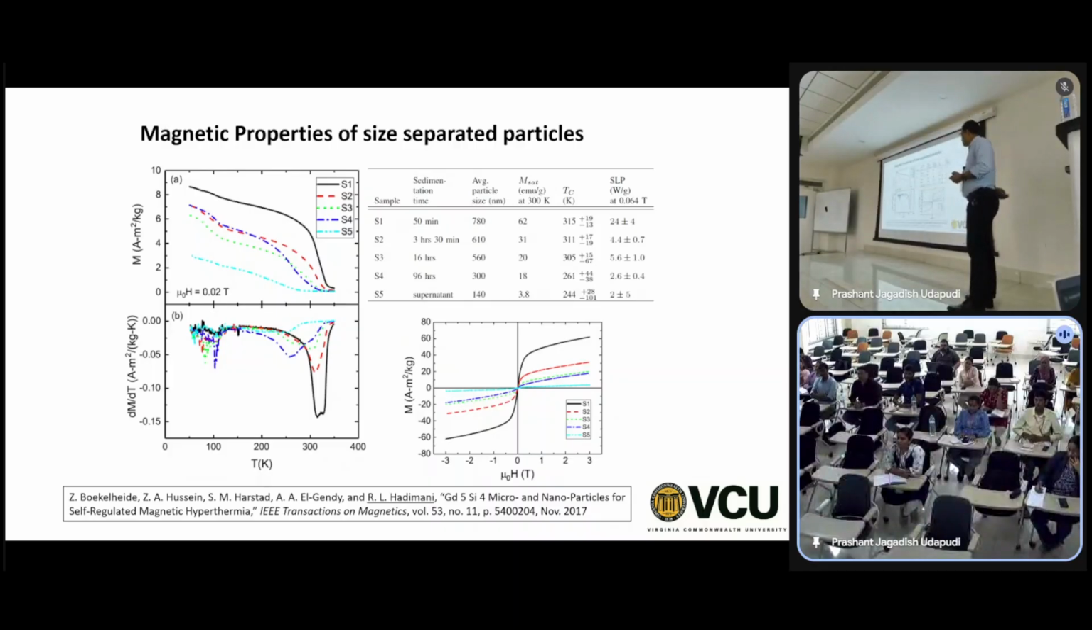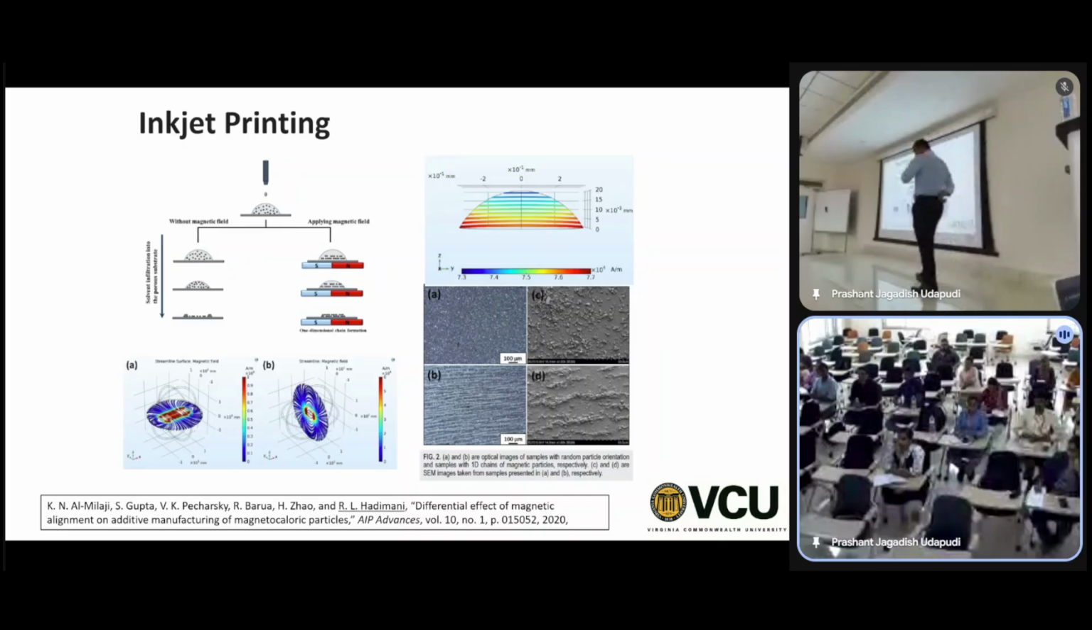Okay, so basically we thoroughly characterized the particles. That's what it means, right? So now we have particles whose properties we understand. We can size separate them and know what the magnetization is for each different particle size.